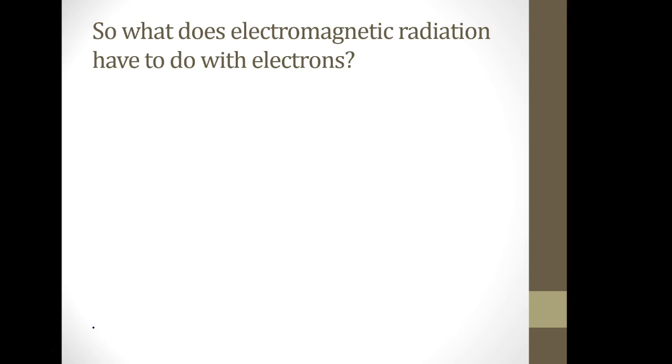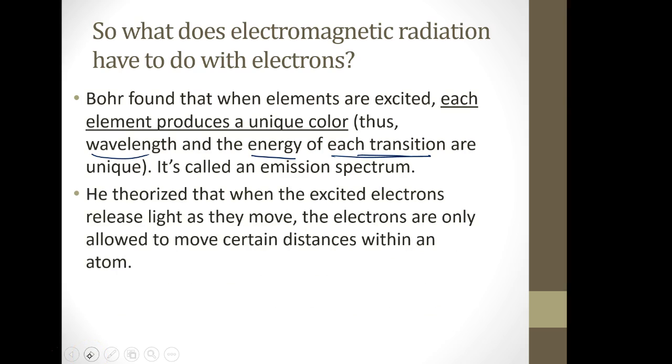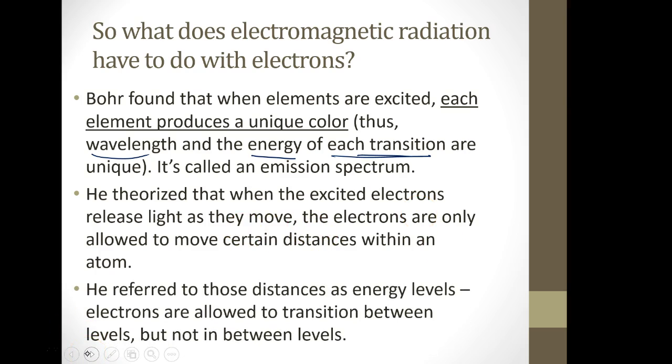So what does electromagnetic radiation have to do with electrons? Well, this is where Bohr came up with his model. He found that when electrons or elements are excited, you add electricity to them, each element produces a unique color. Thus, the wavelength and energy of each transition is unique, and it's called an emission spectrum. It's different from a continuous spectrum. He theorized that when the electrons release light as they move, they're only allowed to move certain distances within an atom, and it's referred to as a quantized energy level. So electrons are allowed to transition between the levels, but not in between the levels.